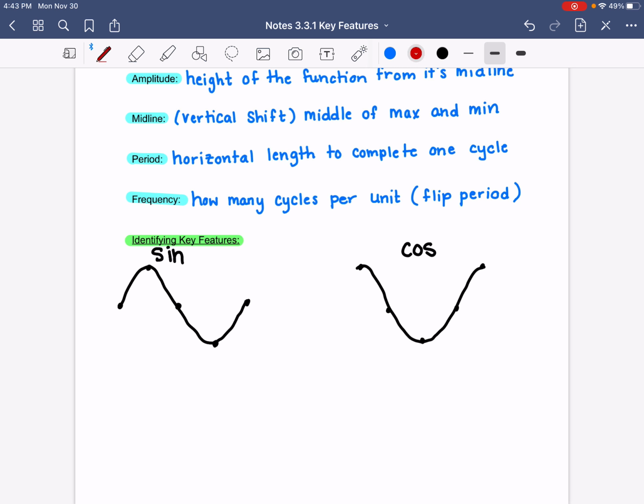One of the key features that you're going to have to find is the midline. The midline is just the middle of your graph. It's the line y equals k when we talk about the equation. The midline is directly in between the minimum and the maximum. The distance from the midline to the maximum, or the midline to the minimum, is the amplitude when you're looking at a graph. So from maximum to midline, or midline to maximum, that's your amplitude.